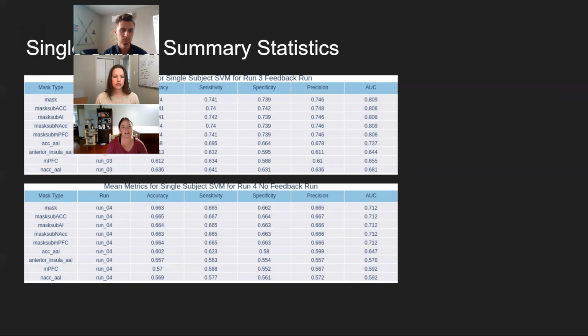And as you can see from these two tables, there seems to be a downward trend in how well the classifier is able to predict on run 4, which could suggest that there is less carryover than we'd like when we're training our individual subjects to up and down regulate.